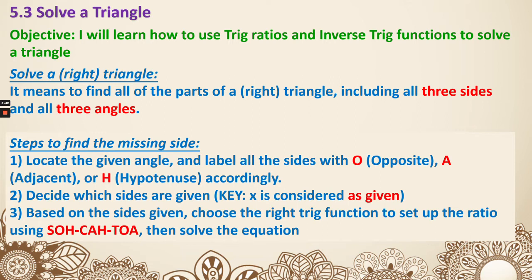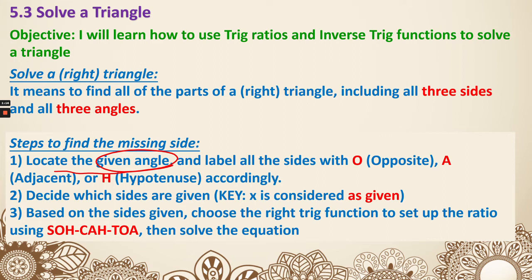Next, steps to find the missing side. We have actually learned how to do this already, so we're kind of just putting everything together now. First, locate the given angle and label all the sides with opposite, adjacent, or hypotenuse accordingly. You don't have to write the whole words, just use O, A, or H. And remember, we gotta start with the given angle, because depending on the angle, the opposite and adjacent sides change. So be very careful with that.